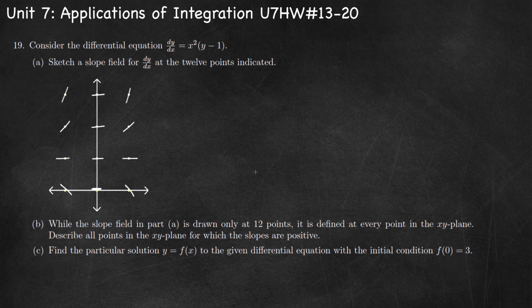Part B says, while the slope field in Part A is drawn only at 12 points, it is defined at every point in the xy plane. Describe all points in the xy plane for which the slopes are positive.